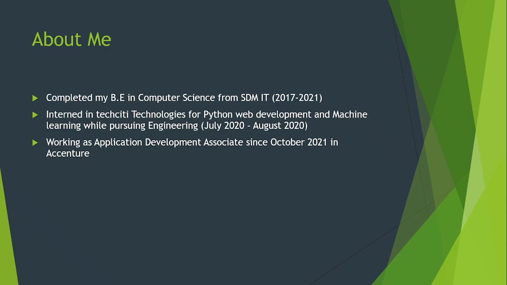The application development associate is just a placeholder name. If you properly describe my role, it would be a backend automation developer. I write Python scripts to automate things basically. And we do work in cloud, so that is also an important factor for us. So, without any further delay, let's start.